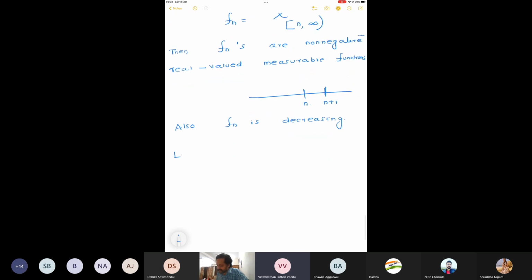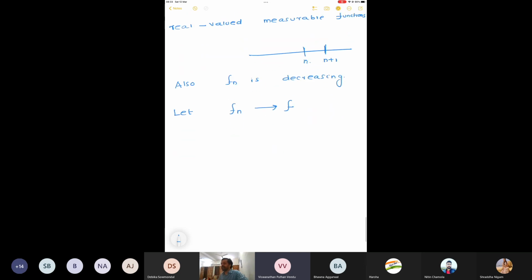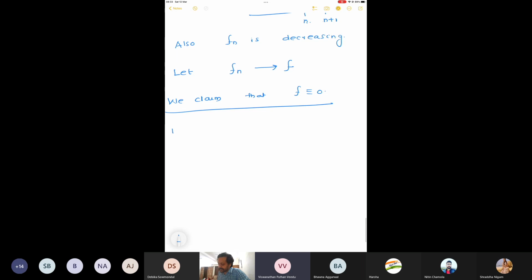Okay. So let fn converge to f. What is that f? I don't know. Let us find out. We claim that f is identically 0. The limit function is the 0 function. That is not hard to see. Let x be in R. I have to prove that f of x is 0.